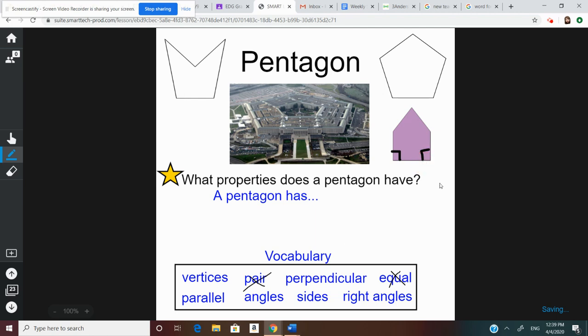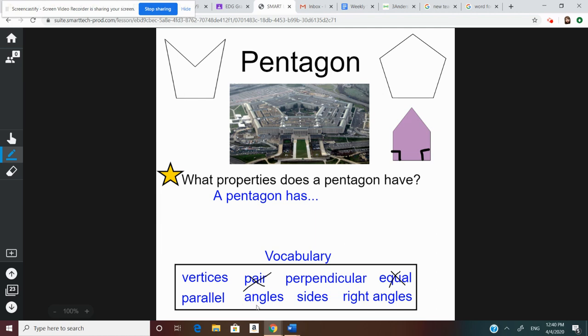So if we're talking about the properties of a pentagon, we can say that a pentagon is always going to have 5 vertices. It can sometimes have perpendicular lines, depending on the shape. It's not always going to have perpendicular lines, but it can. Along with parallel lines, it can sometimes have parallel lines depending on the shape, but it will not always have parallel lines. It depends on what figure you're looking at.